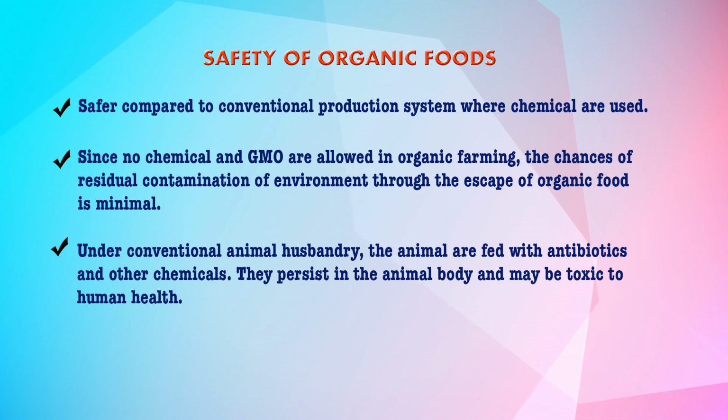Under conventional animal husbandry, the animals are fed with antibiotics and chemicals, and they are not able to be in the open environment or in natural pastures and so on. So they are actually constricted to the place where they are being reared, which is not environmentally sound. These antibiotics or chemicals persist in the animal body and can be toxic to human health.